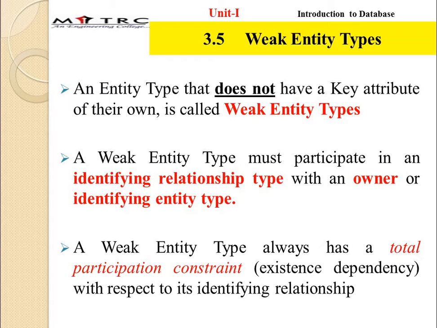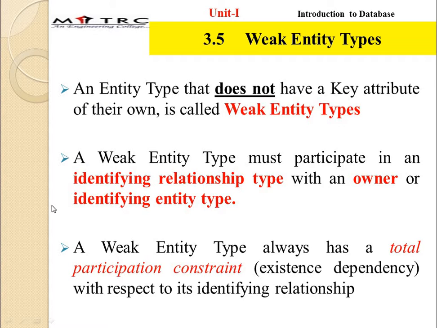An entity type that does not have a key attribute of its own is called a weak entity type. So what is a weak entity? Weak entities are those entities which do not have a key attribute of their own. That is called the weak entity type.